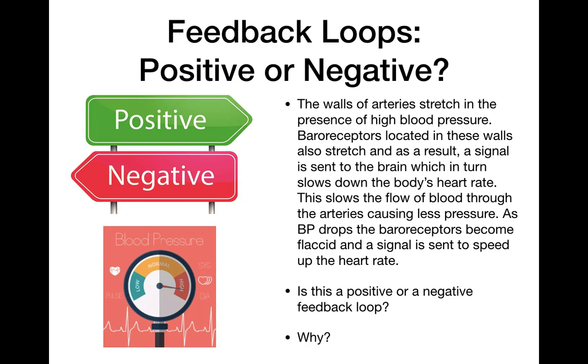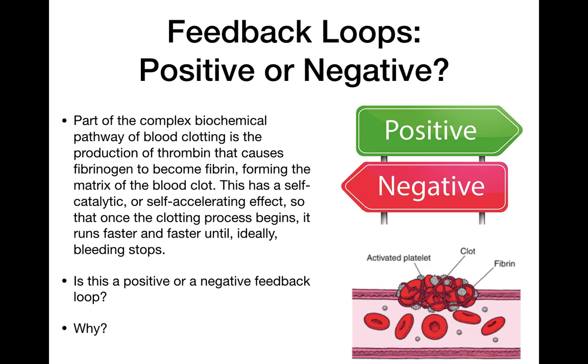Okay, so hopefully you got that this one is a negative feedback loop, because it's going both above and below, trying to maintain a specific set point. When blood pressure became too high, it slowed down the heart rate, which caused less pressure, and then it started to speed up the heart rate. So it's trying to maintain a certain level of blood pressure and heart rate. So, negative.